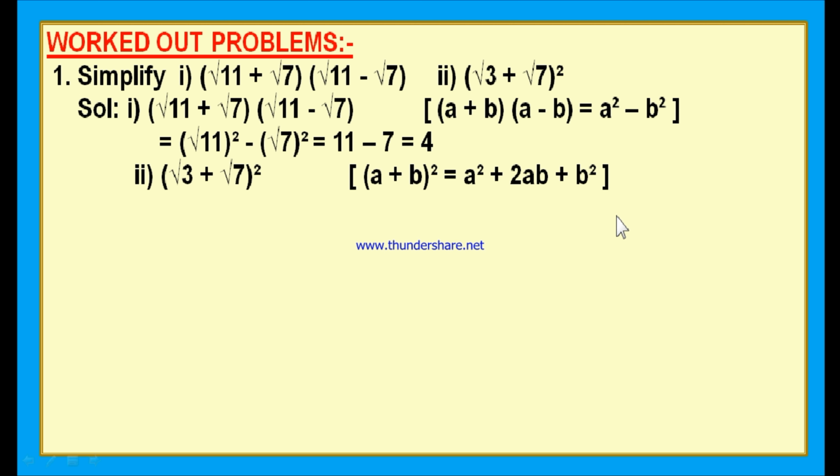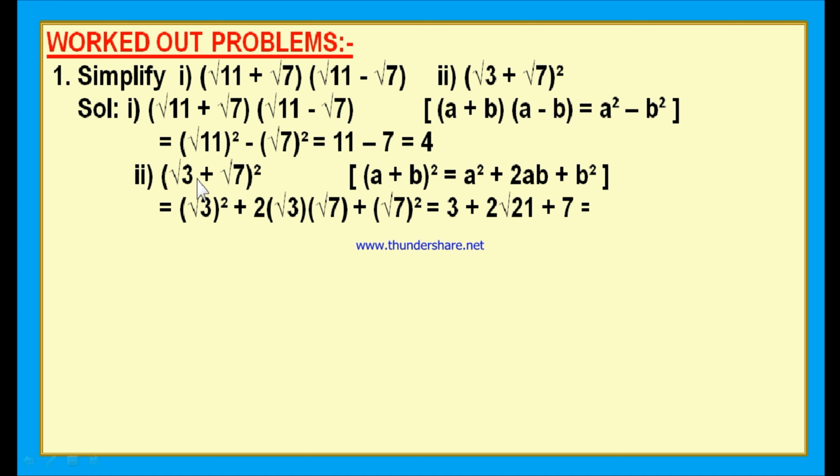in this expansion. a square means root 3 whole square, plus 2ab, 2 into root 3 into root 7, plus b square means root 7 whole square. Root 3 whole square, square root and square will be cancelled, you will get 3, plus 2 into root 3 into root 7 is whole root of 3 sevens 21, that is 2 root 21, plus root 7 whole square is 7. Now let us add these two rational numbers. 3 plus 7 is 10 plus 2 root 21. Understood? 10 plus 2 root 21.